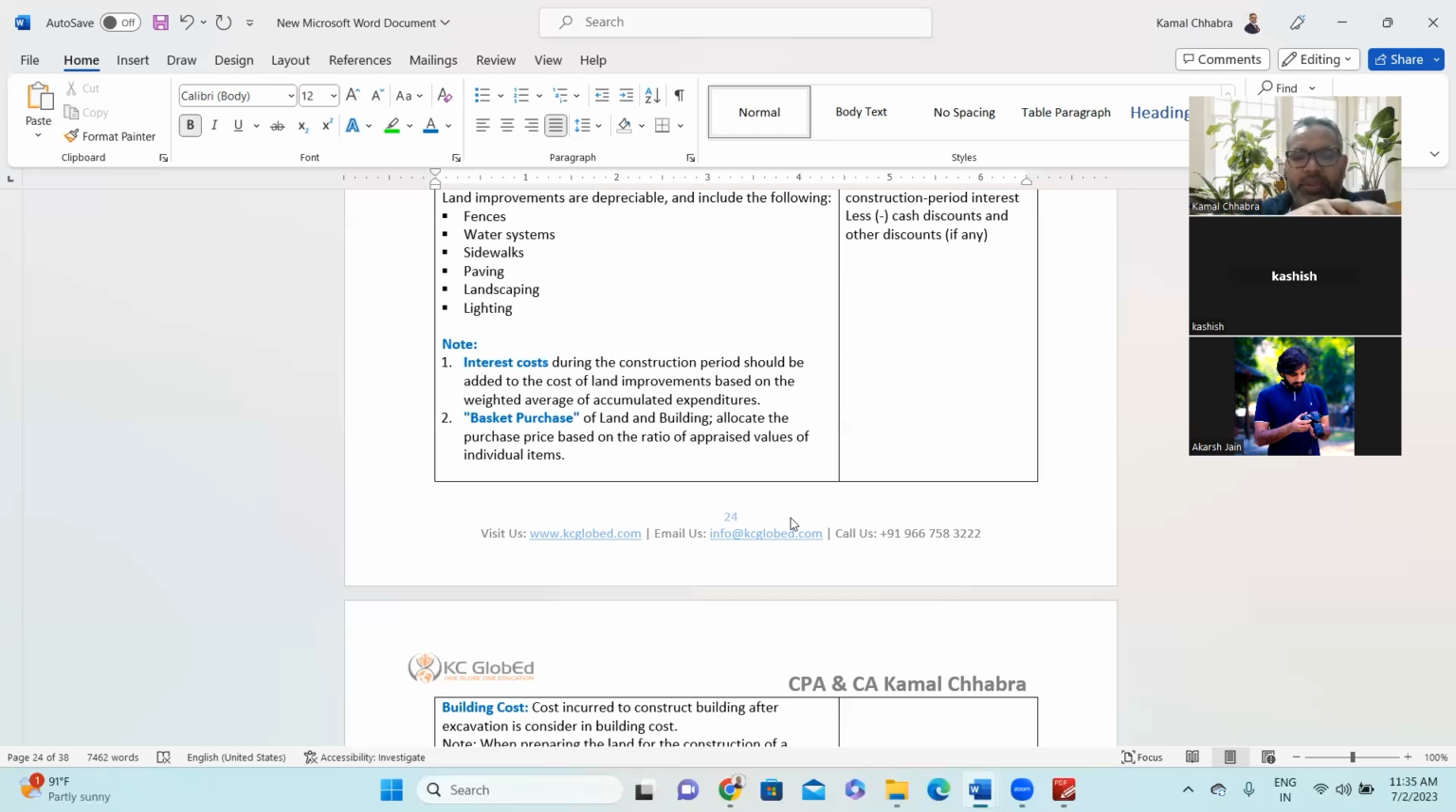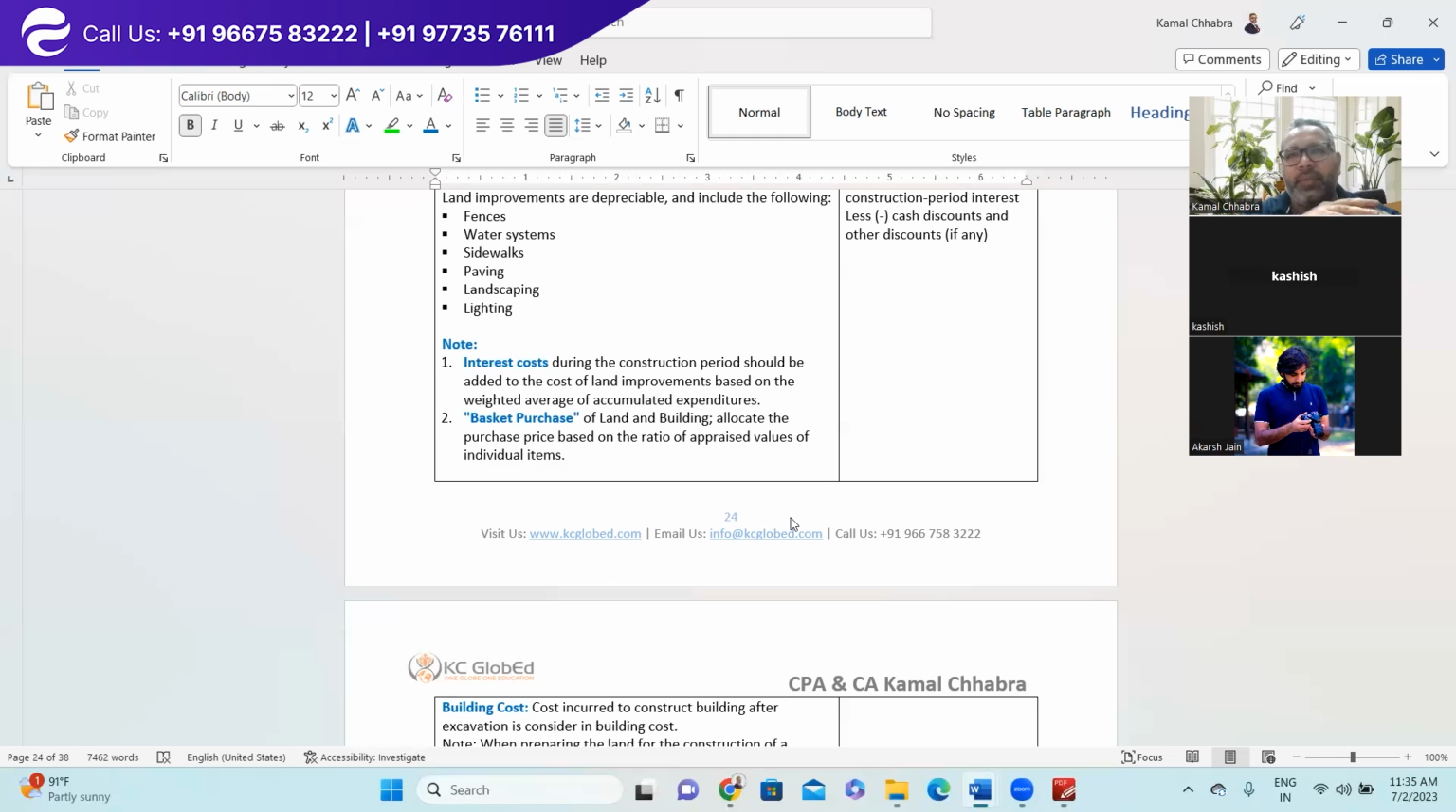Second is basket purchase. If you have purchased land and building together, allocate the purchase price based on the ratio of appraised value of the individual items. For example, if you have purchased land and building together for $1 million, you need to check the fair market value of the land as well as the fair market value of the building. In the same proportion, you will allocate the respective cost. Make sense?